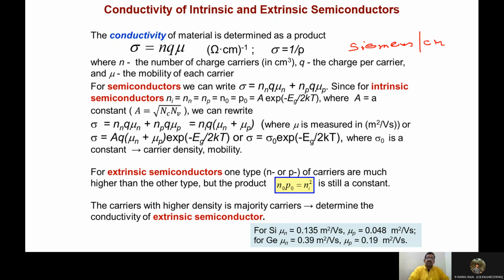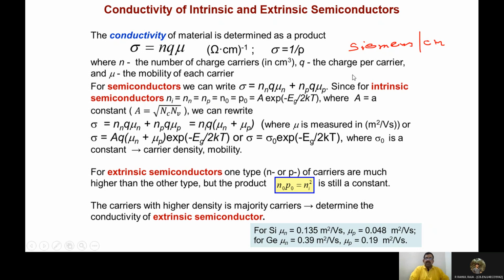So you can simply see through this expression that for an extrinsic semiconductor, n0 p0 equals ni squared. In the case of an N-type semiconductor, the majority carrier is the electrons. Therefore, the conductivity will be dominated by electrons. In the case of a P-type semiconductor, the majority carrier is the hole, and the conductivity will be dominated by the holes.